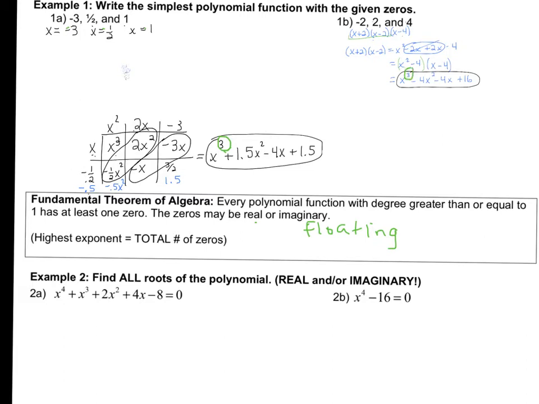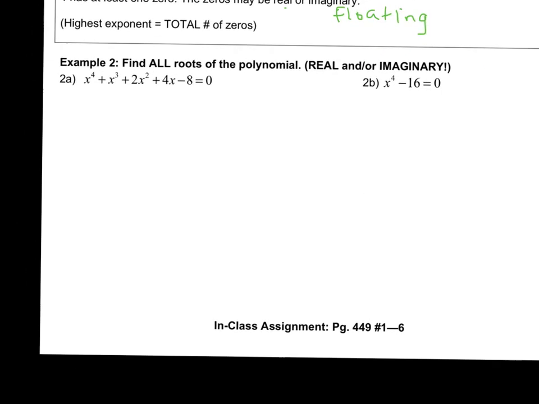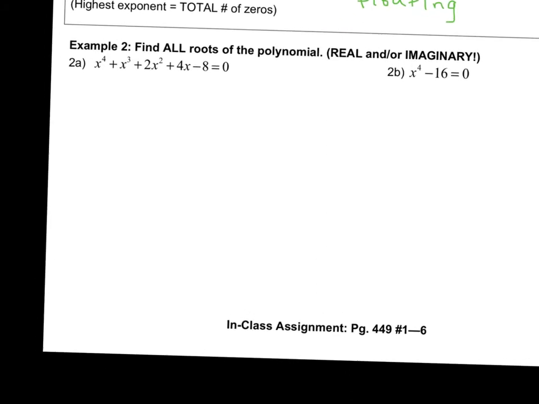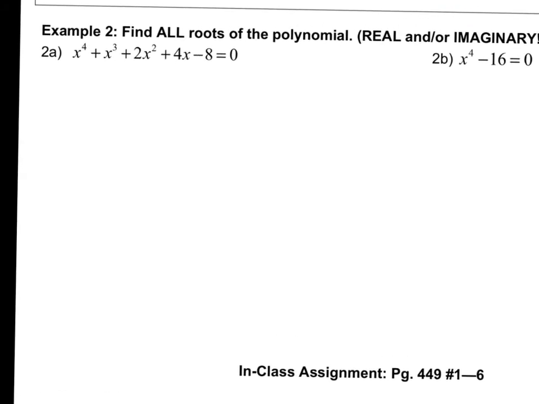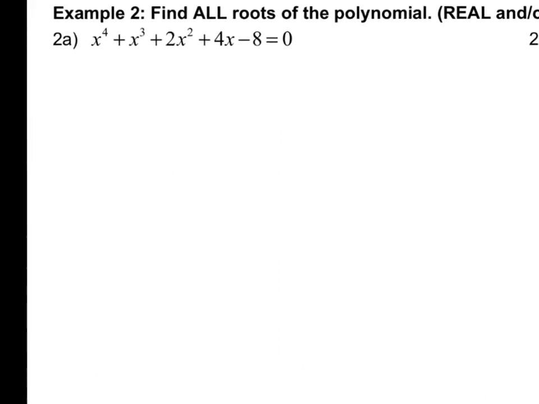Same with over here. The polynomial is x to the third. There were 3 real zeros. Well, we might not get 3 real zeros all the time for something like x to the third. We might get 2 real and 1 imaginary. We might get 1 real and 2 imaginary. It just depends. So that's what the fundamental theorem of algebra says. If you can only find 2 real ones, it means the other ones are imaginary. So let's try to find all the zeros, real and or imaginary, for these functions.